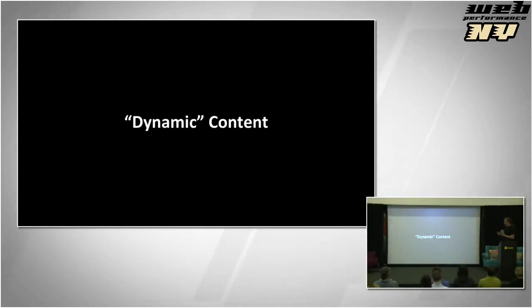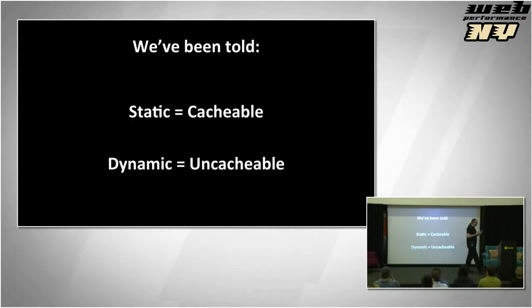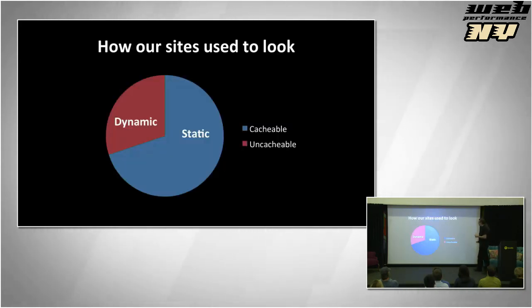There was another component in caching that we talked about earlier, which was this notion of dynamic content. If you remember, CDNs have basically been telling us that our content falls into 2 categories: either static, which is cacheable, or dynamic, which is uncacheable. And it's always been this simple. You either fall into category A or category B, no room for gray area. So what our content probably looked like was this years ago.